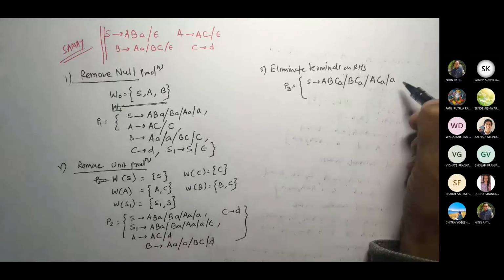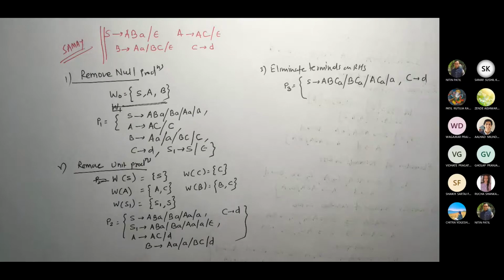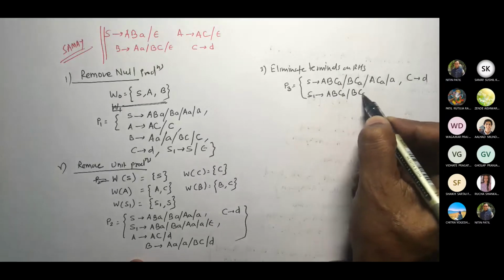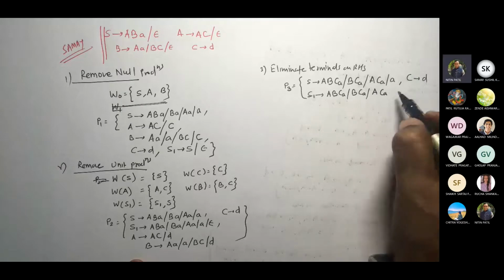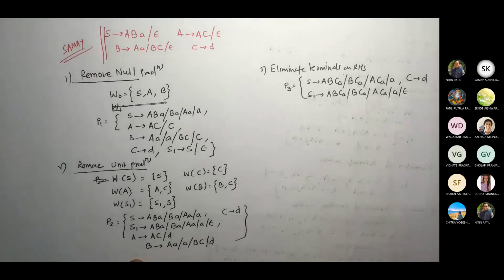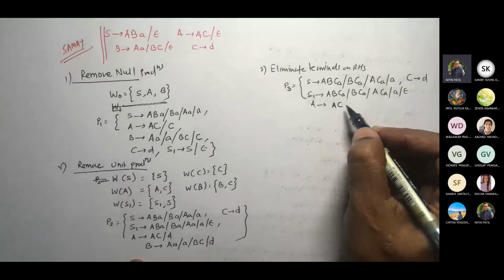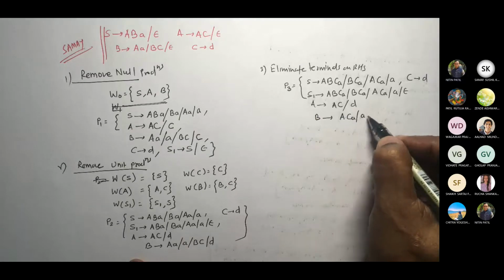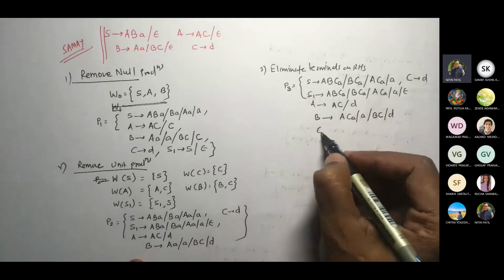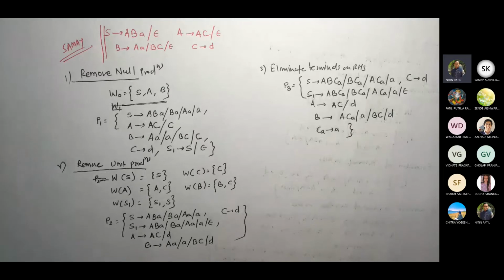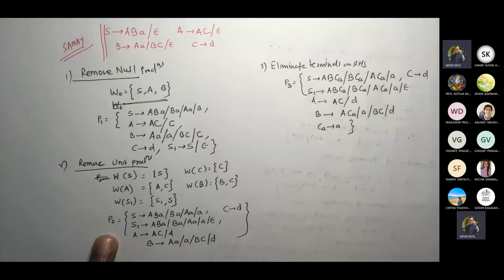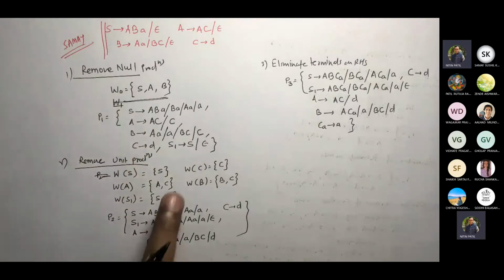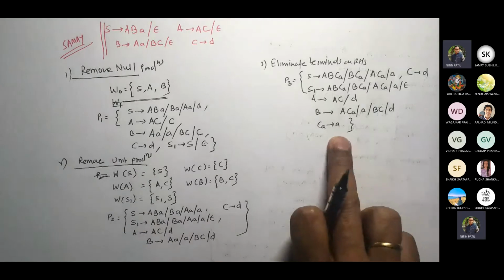Please check it. Correct. Now S1 gives A, B, C, A, B, C, A, C, A, epsilon. Correct. A gives AC or D. B gives A, C, A, B, C, D, and CA gives A. Correct. So ultimately your VN is added here. VN was added with S1 because of the null production and S is nullable. Then there is no change in VN. Here we got one change through CA.